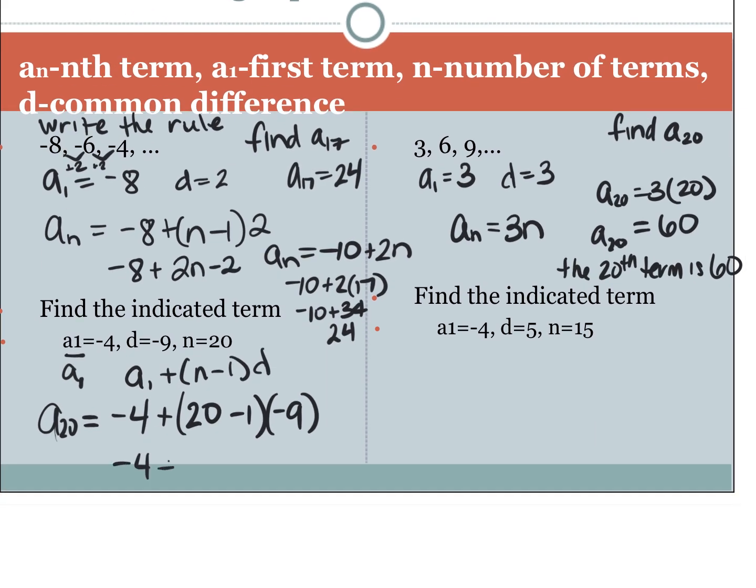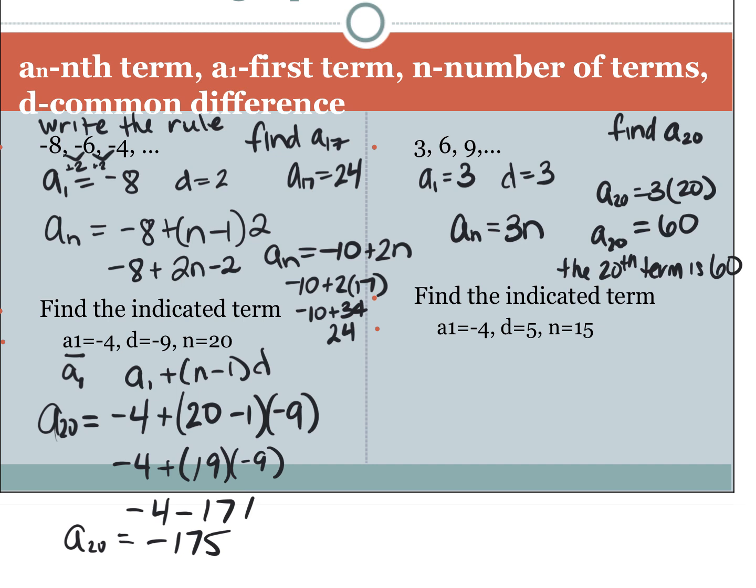Remember, our equation is A1 plus n minus 1 times D. I get -4 plus, let's use the order of operations here to make our life easier. There's no reason to distribute. We get 20 minus 1 is 19 times negative 9. 19 times 9 is 171. So negative 4 minus 171 is negative 175. That's the 20th term if the first term is negative 4 and the common difference is negative 9. So a common difference of negative means you're subtracting repeatedly. But we always think of it in terms of plus for adding and negative for subtracting.